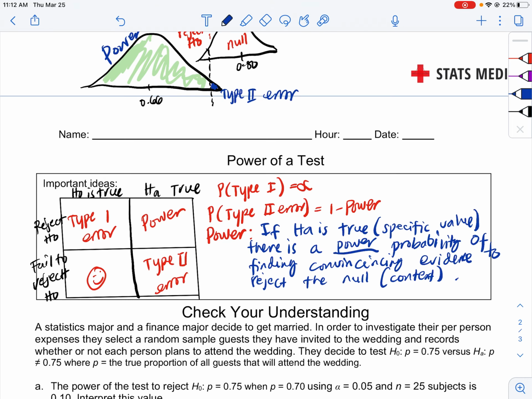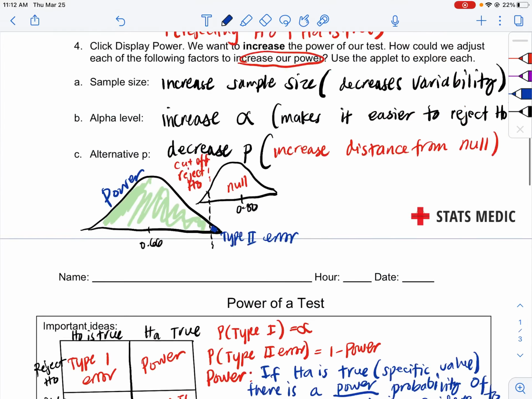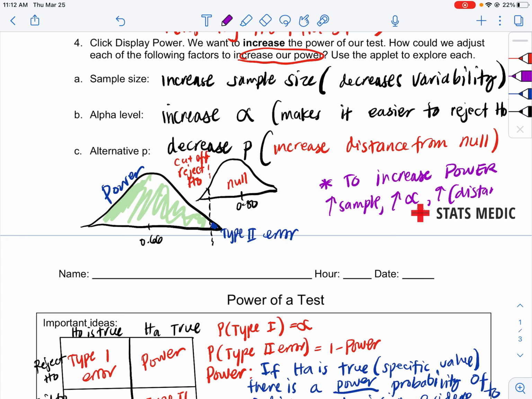Okay, is that it? What else did we learn? We've learned, oh, how about increasing power? Where do we put that? Let's put that over here, right? So to increase power, we don't have space. To increase power, we increase sample size, we increase alpha, and we increase the distance from null.